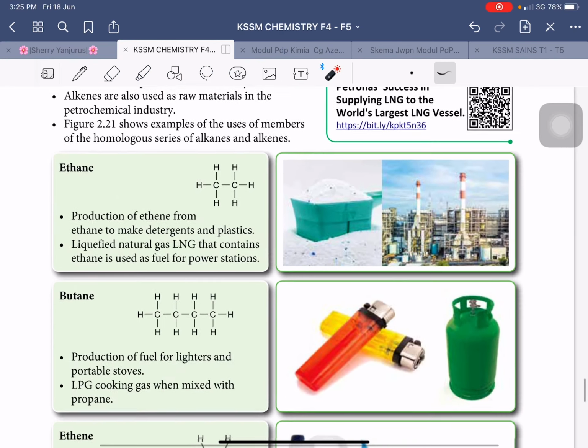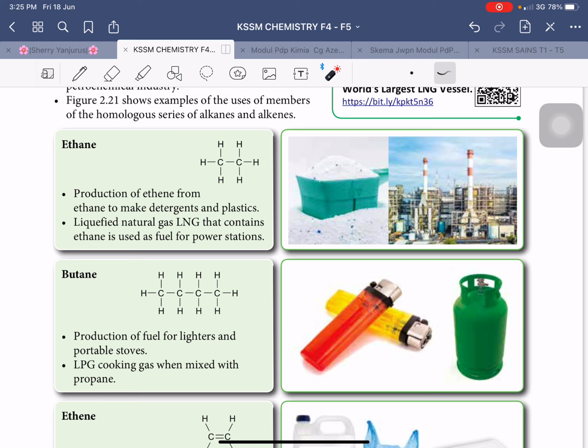Bahan bakar ba ni sebenarnya? Ethane, mari kita tengok contoh dengan lebih lanjut. Ethane is the second member of alkane kan? Production of ethene from ethane is to make detergent and also plastic. Detergent maksudnya sabun cuci kain lah contohnya, detergent and plastic. LNG, liquefied natural gas that contains ethane, is used as fuel for power station. Ini power station. So they use ethane gas sebagai fuel ataupun sebagai bahan bakar untuk station ini. So kesimpulannya, ethane itu adalah untuk bahan bakar lah dan juga membuat detergent.